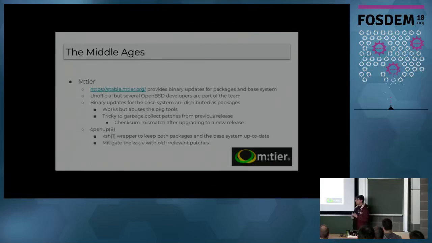So we came up with a small wrapper script called OpenUp, which is again a shell wrapper that we use to keep both the base system and the packages up to date. And it's a wrapper because it was doing some stuff behind the scenes to deal with checksum mismatches and stuff like that. So it works nicely. It was a bit ugly, and the main issue was that it was not official. While there are a few OpenBSD developers hired by this company, it's still not an OpenBSD-provided way to stay up to date.